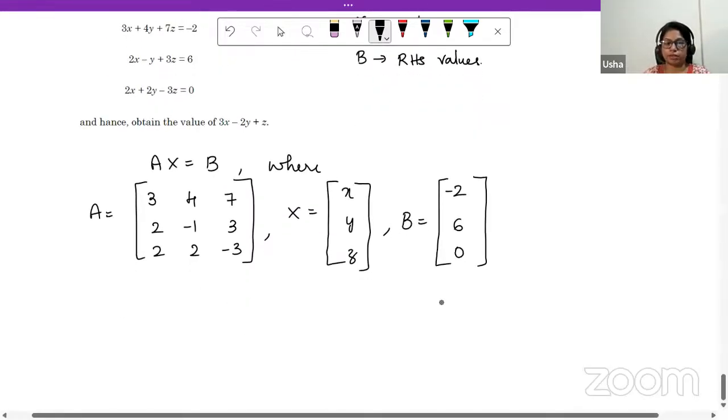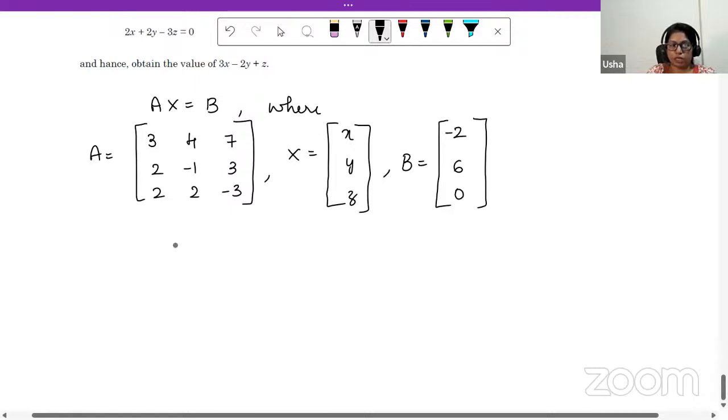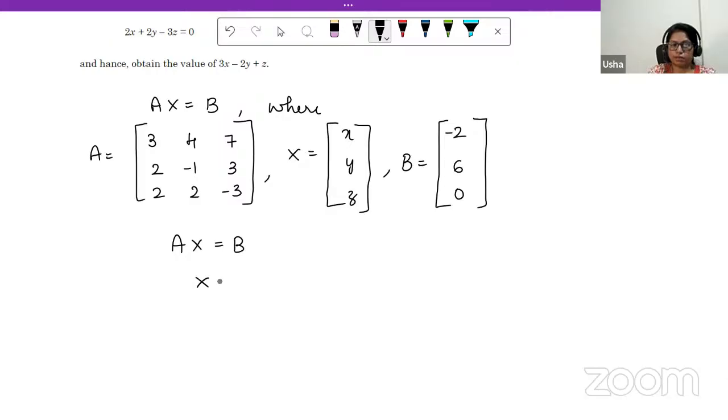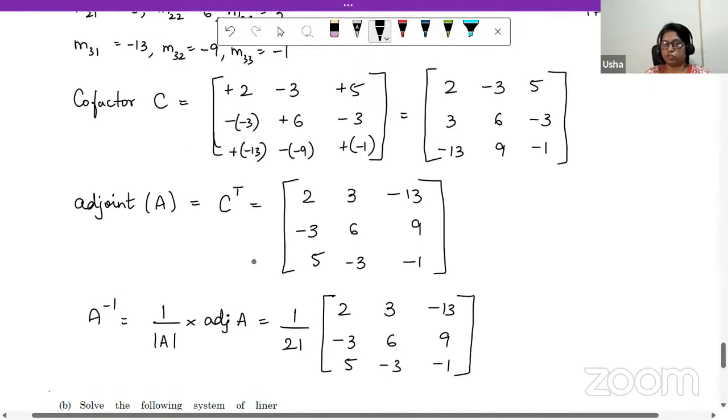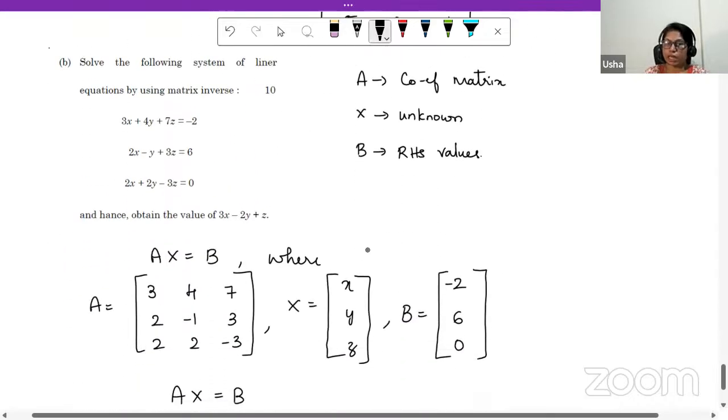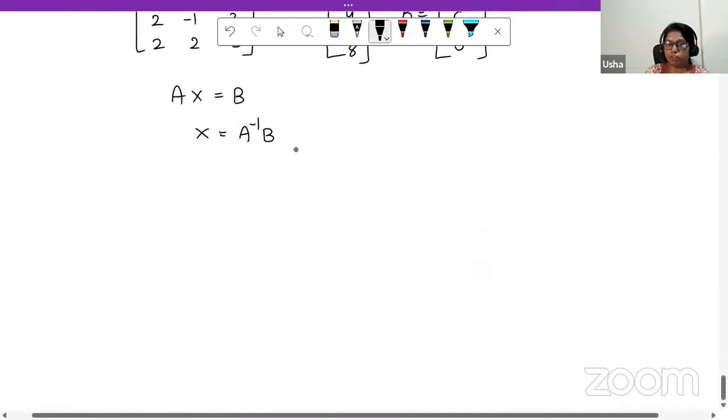Once you write it like this, next you have to write the steps. AX is equal to B, X is equal to A inverse B. This is the matrix method of finding the unknown variables. X is your unknown variables matrix. You can find it by multiplying A inverse with B. Now for this problem, A inverse has to be found in this way. The previous problem we solved in the same procedure. You need to find out what A inverse is. After finding A inverse, multiply with B.